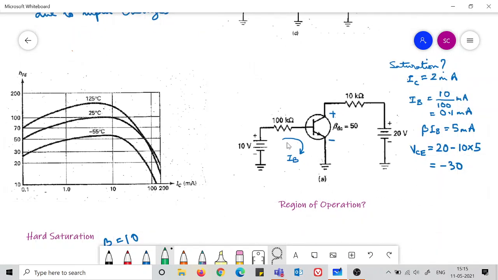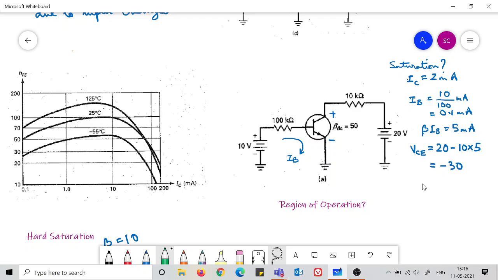we assume that it is in the active region. So when we assume it is in the active region, we first calculate IB, then calculate IC, and then try to calculate VCE. If VCE comes out to be less than 0, then of course our assumption is wrong, because in active region VCE is always positive. So since our beginning assumption is wrong, it is not in active region, it is in saturation region.